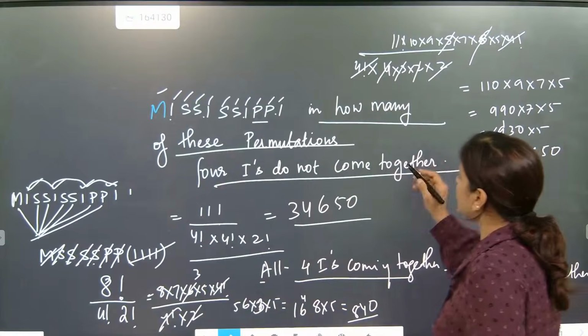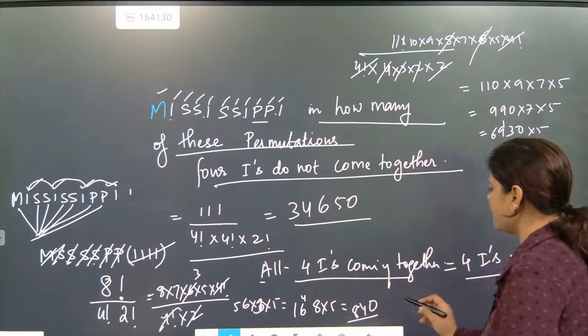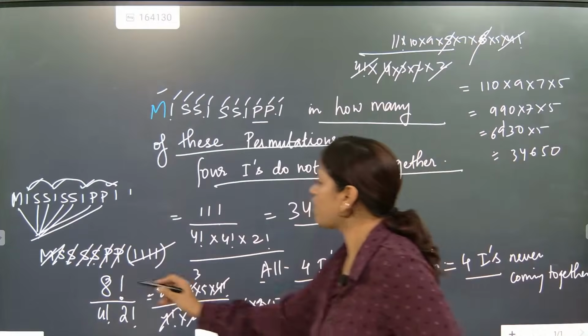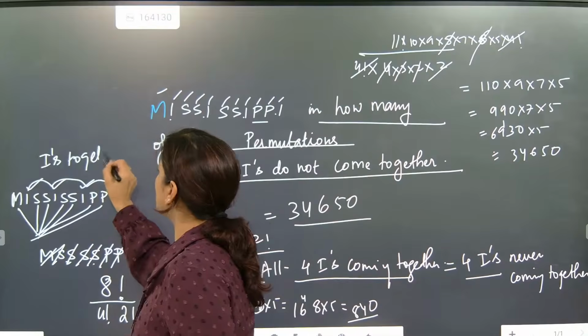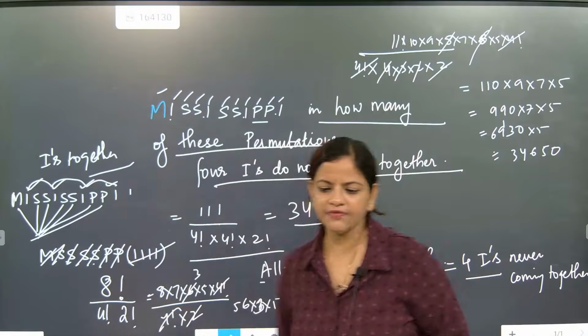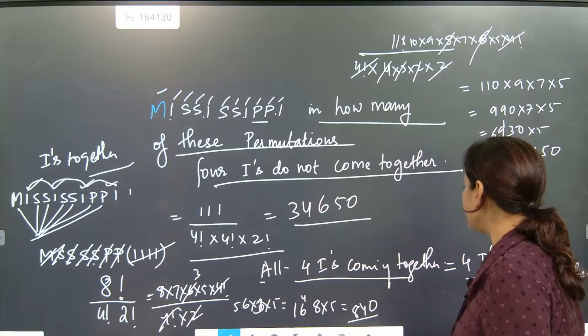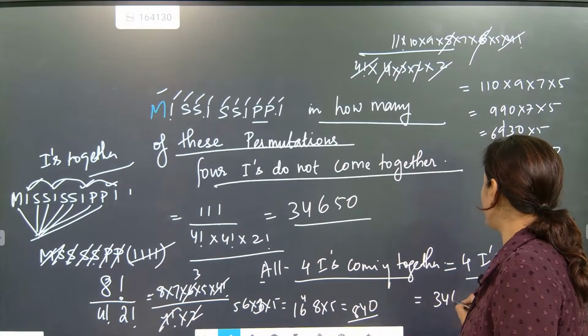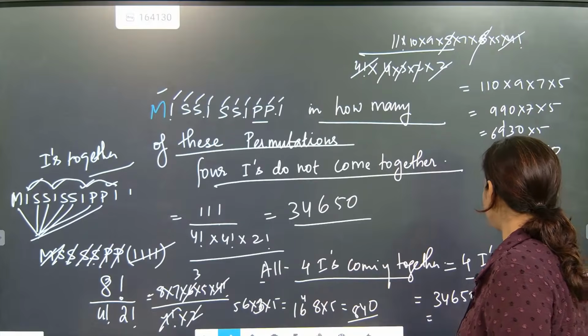So total will become total minus, so this formula I have written now. This is exactly when all I's are together. So all I's together is coming as 840. So I's never come together is 34650 minus 840.